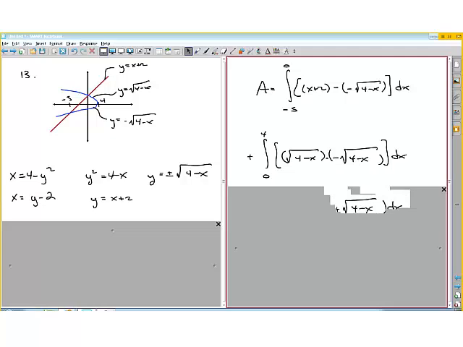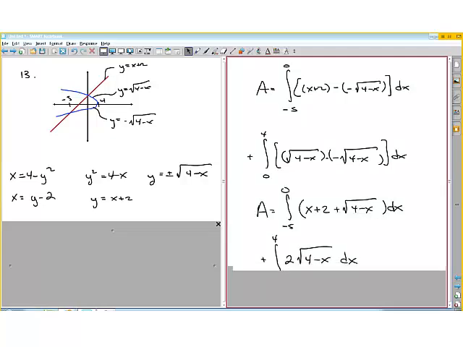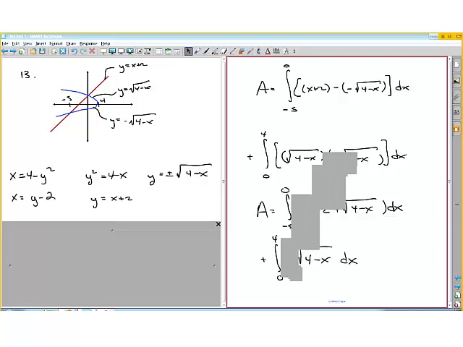Okay, I'm just going to clean it up a little bit before we integrate it. So this becomes x plus 2 plus the square root of 4 minus x. And here you have positive the square root, and here you have negative times the negative, which is also positive. So you add both of those together, and you get 2. So 1 plus 1 is 2. 2 times the square root of 4 minus x dx. So now we integrate.